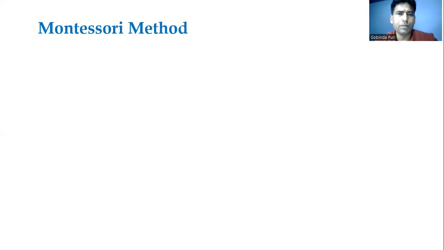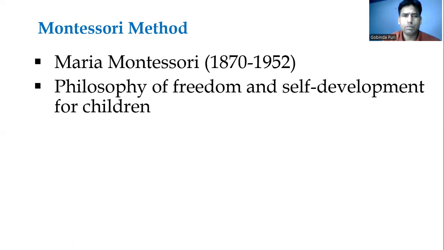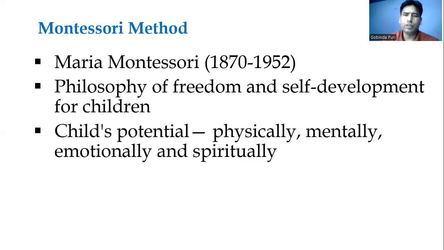I hope you understood something from this video as well. This is how the Montessori method works. The Montessori method was established by Maria Montessori, who was born in 1870 and died in 1952. The philosophy of freedom and self-development for children is the philosophy of the Montessori method. So if you let the children enjoy the freedom, they will develop themselves. A child's potential can be developed physically, mentally, emotionally, and spiritually. So we need to create the environment for developing all these aspects.